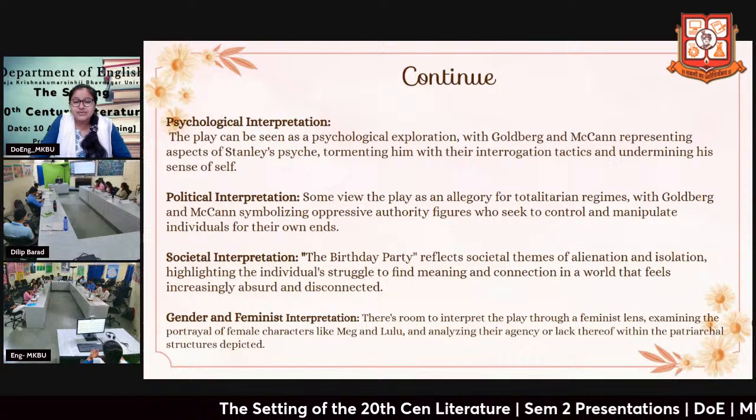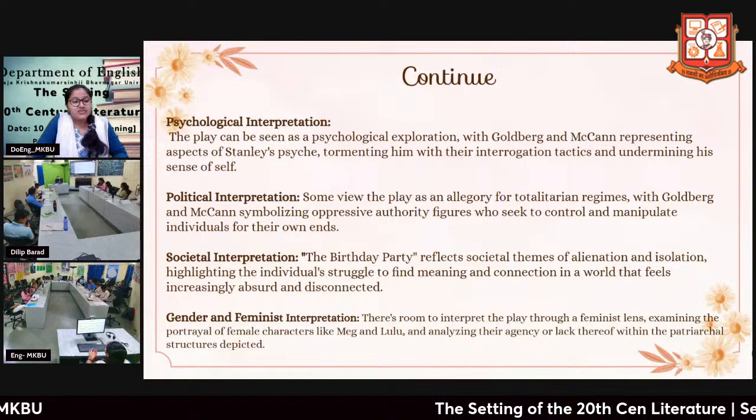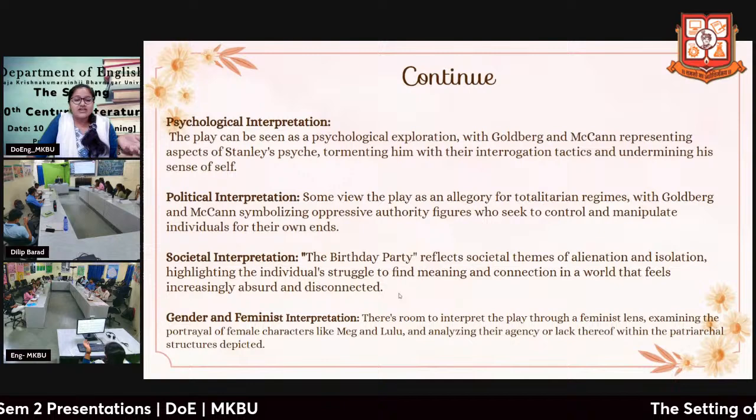societal themes of alienation and isolation, highlighting the individual's struggle to find meaning and connection in a world that feels increasingly absurd and disconnected. Goldberg and McCann forced him to celebrate his birthday, but when he wanted to celebrate his birthday.